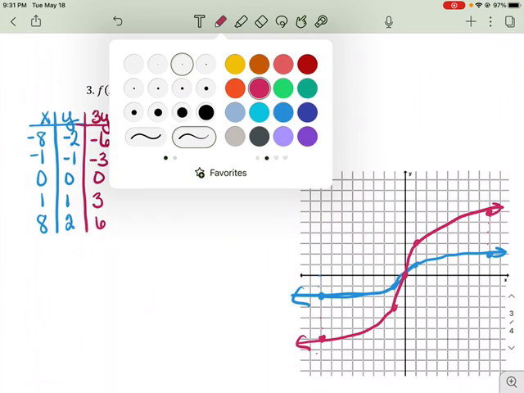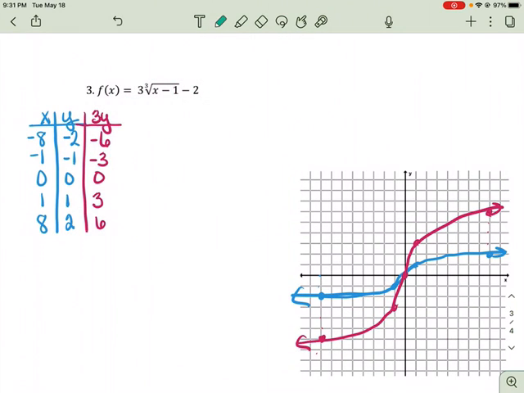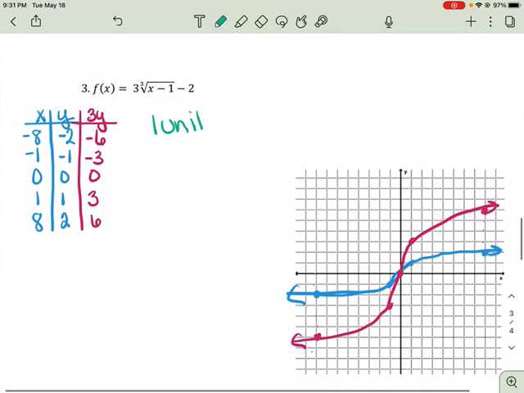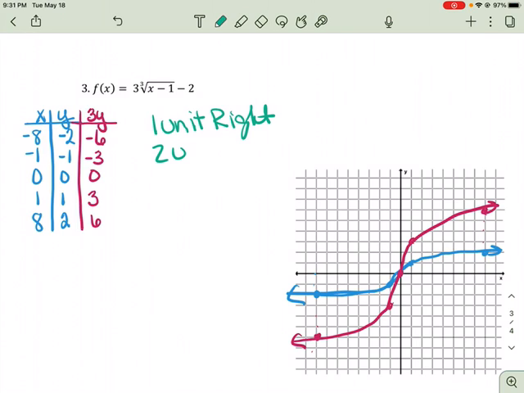Okay. Again, that's not the best, but now this graph, the last graph, which I'm going to do in mint, but I'm just going to pick it up and move it, is 1 unit right, 2 units down.